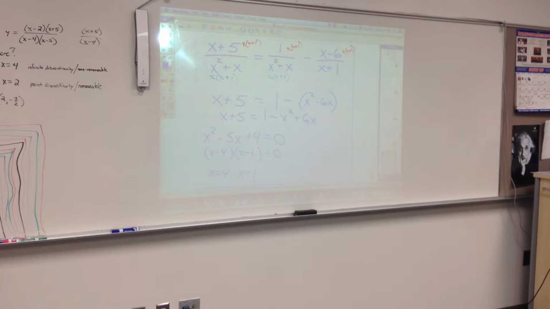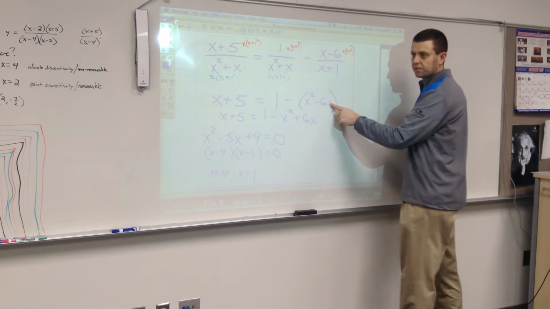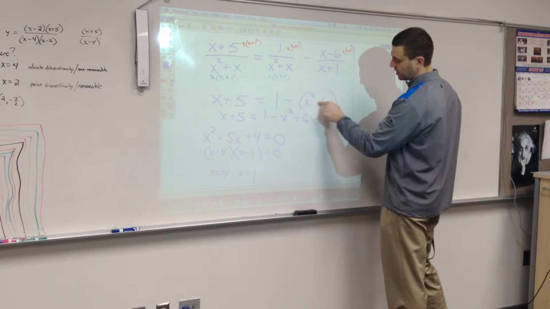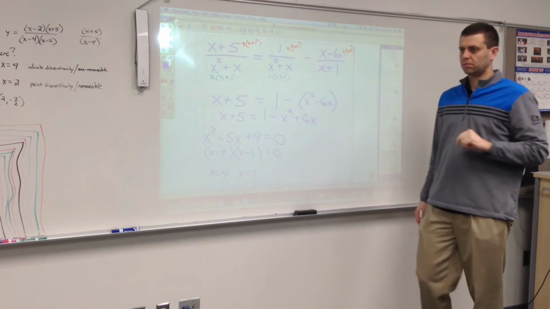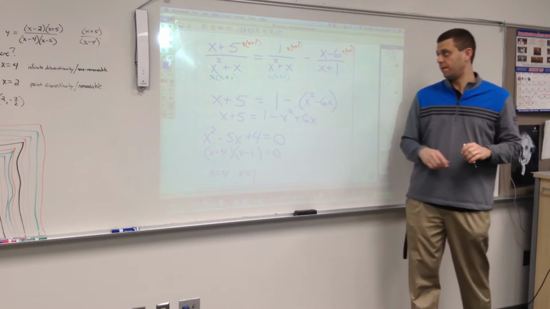I'm still confused. How did you get from the negative 6x to the positive 6x? I'm subtracting it. I'm subtracting a negative 6x. Oh, okay, so that changes. So I'm subtracting an x squared and I'm subtracting a negative 6x. That's why, distributing the minus sign through the parentheses. Yeah, okay.